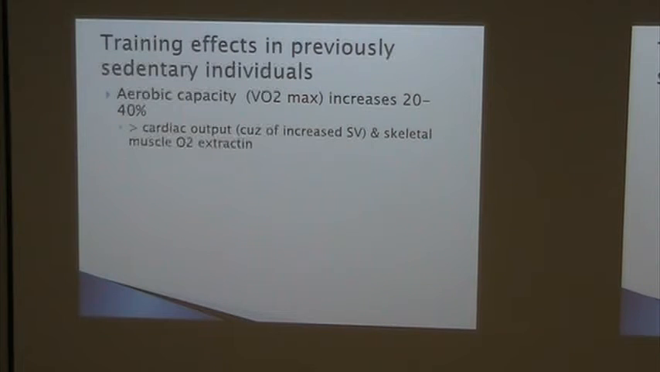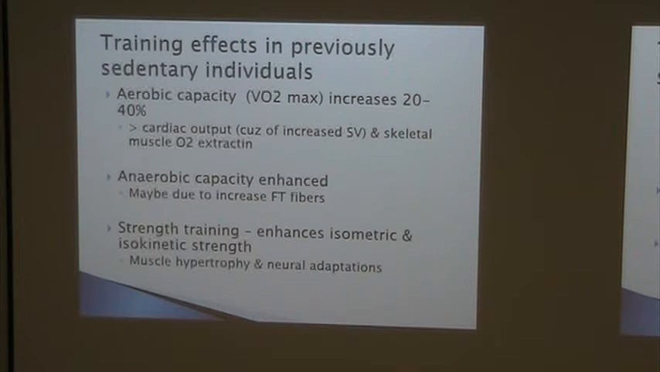And that word should be extraction, not extractin. Extraction, T-I-O-N. Anaerobic capacity can also be enhanced. And a lot of that is due to an increase in the fast twitch type 2 muscle fibers. And particularly what they found with strength training, it can especially help isometric and isokinetic strength. I don't know why it doesn't talk about isotonic strength. That seems kind of weird.